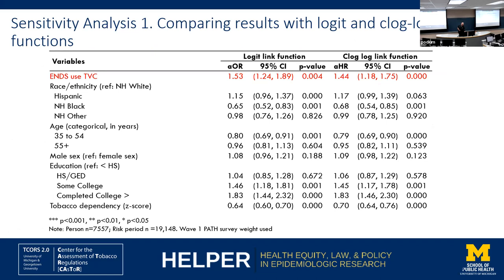This is just comparing the results. You guys have the notes there. On the left-hand side, the logit link function: the adjusted odds ratio, and this is just the multivariable models, is 1.53. If I use the complementary log-log link function, those are what the results look like. So comparing the models side by side, you'll see that the results aren't changing substantively, right? And we spend a lot of time thinking about this: what happens if we use a different link function? What happens if you set the weights to something different? Are results changing substantively? And for the most part, they're not. So that's just showing you that example.